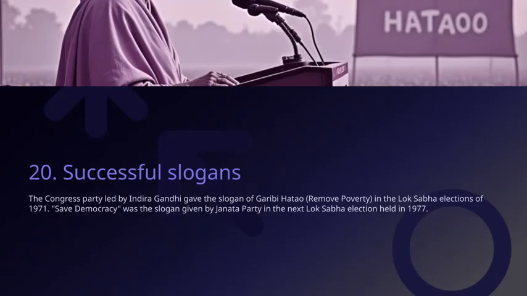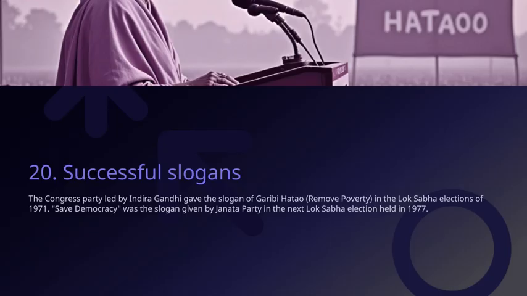Let's take a look at some successful slogans that played a significant role in Indian political history. In 1971, the Congress Party, led by Indira Gandhi, adopted the slogan Garibi Hatao, which means remove poverty. This slogan was more than just words. It was a call to action aimed at addressing one of the most pressing issues faced by the country at that time. It resonated with the common people and helped galvanize support for the Congress during the Lok Sabha elections.